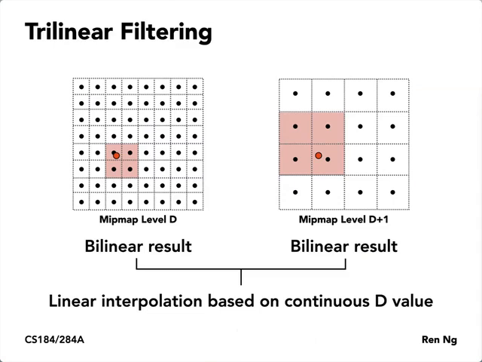It looks like this. We calculate the D level, you find the mipmap level D for below, and then D plus 1 above. I should actually say floor of D, and then floor of D plus 1, okay? And then you can do bilinear interpolation here, get a color. Do bilinear interpolation at the next mipmap level, get a color. That gives you two colors, and then we can linearly interpolate between those two colors based on the continuous D value.